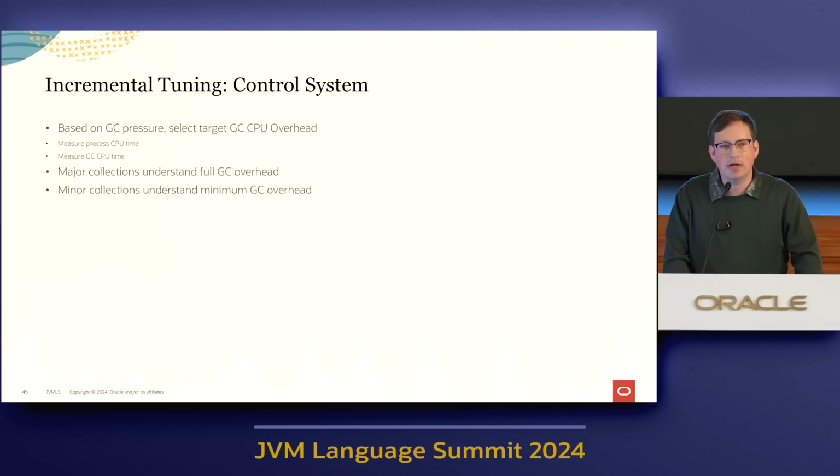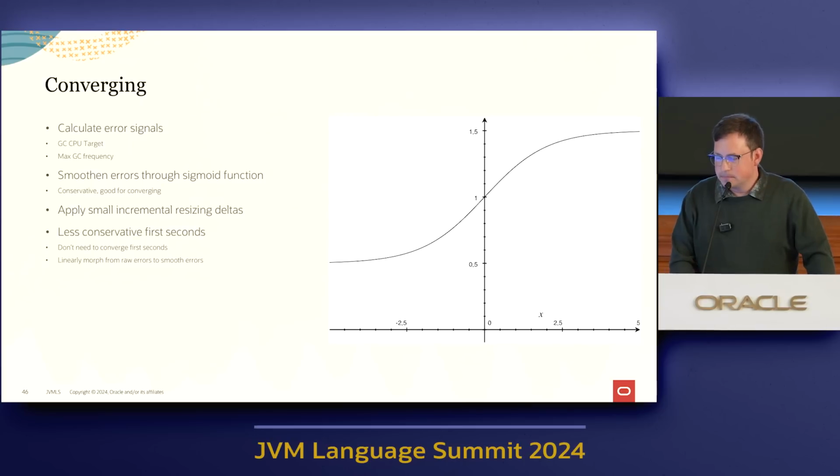Minor collections, however, have a limited view of reality, where it doesn't understand the cost of all collections, but it's good enough for growing the heap, because the cost of young collection is going to be at least the amount of GC overhead of the entire system. So it allows us to still grow the heap in young collections. Now that we can establish GC CPU overhead of the system, we can compare to the desired one and calculate some kind of error signals based on the discrepancy.